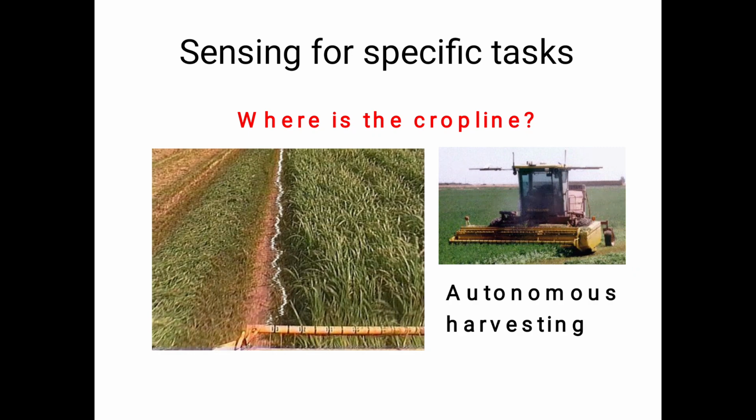Again in this case, on the right side there is a harvesting machine, or you can say a vehicle which is farm equipment, and on the left side you can see there are crops and a white line marked by chalk powder. That machine will guide itself along this chalk line in order to harvest the crops.